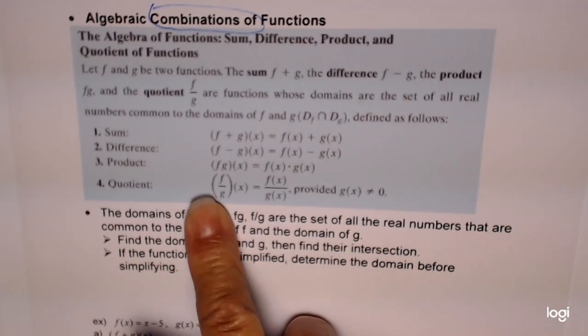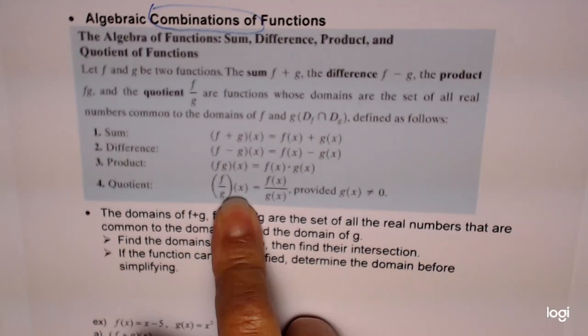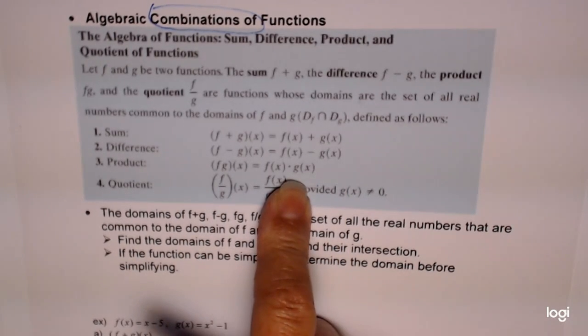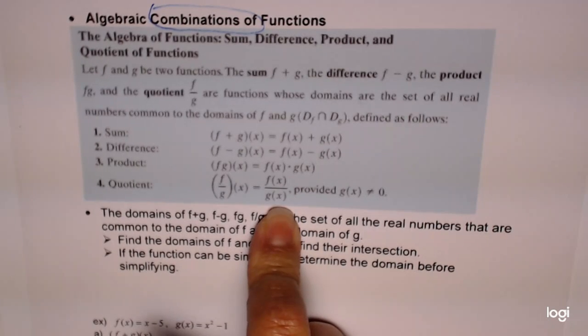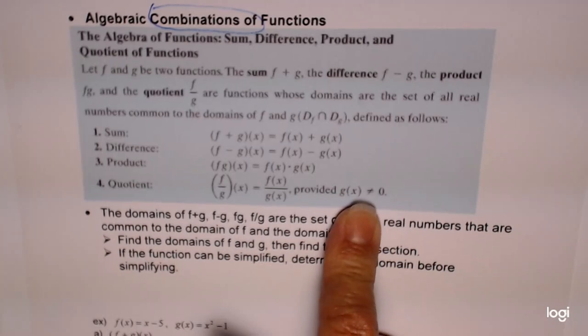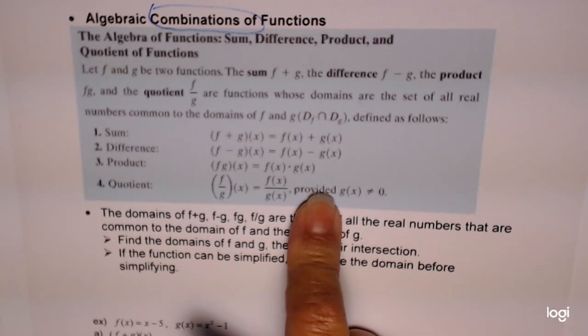And last but not least, quotient. F divided by g, we have f of x in the numerator, and we put g of x in the denominator. And of course, the caveat here is that g of x can't be equal to 0 because we have an undefined situation. So why?